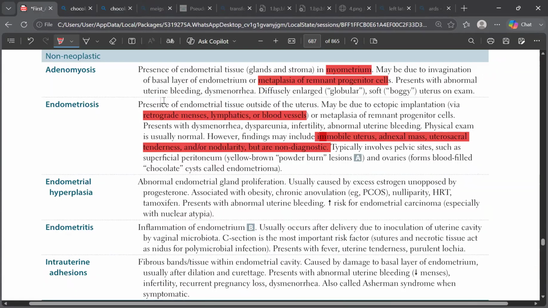Moreover, the important points here are that it could be due to ectopic implantation by retrograde menses, lymphatics, or blood vessels, and the findings include an immobile uterus, adnexal mass, and uterosacral tenderness. All of these are non-diagnostic, but it involves the pelvic sides and ovaries, causing a yellow-brown powder burn lesion or chocolate cyst.